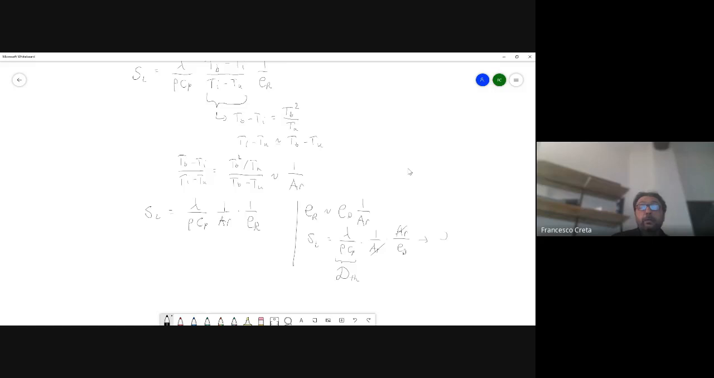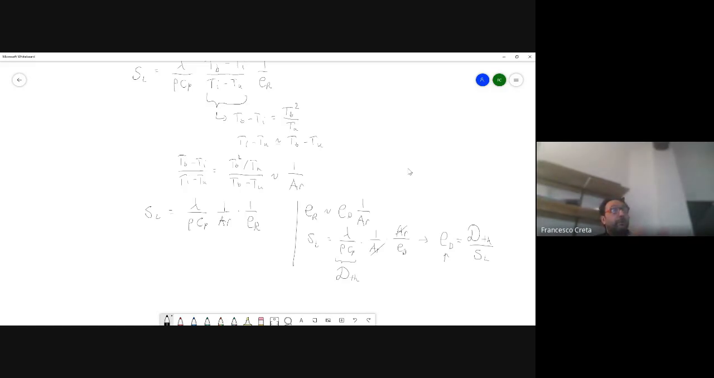And so from this expression, you have the fact that the diffusive layer, sorry, the preheat zone, can be expressed with thickness as the thermal diffusivity over SL. Remember the units: the diffusivity is meters squared per second, and SL is clearly meters per second. So we have LD in meters. The preheat zone is therefore proportional to the thermal diffusivity.